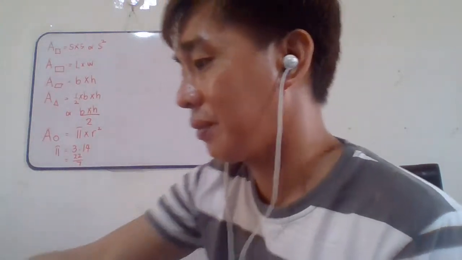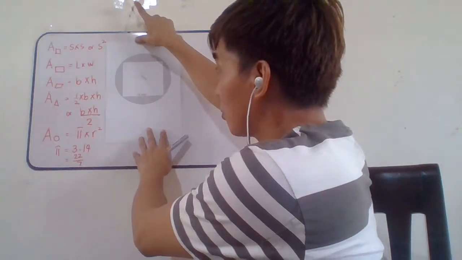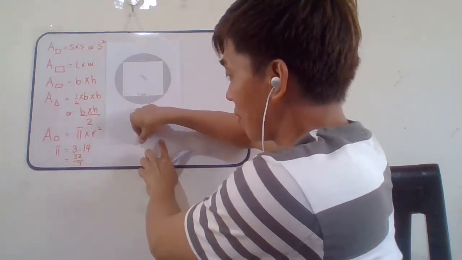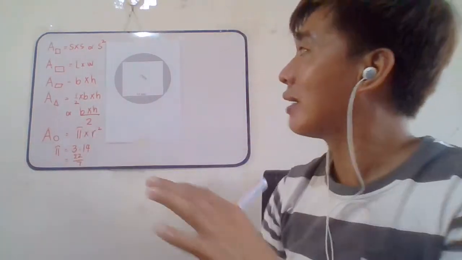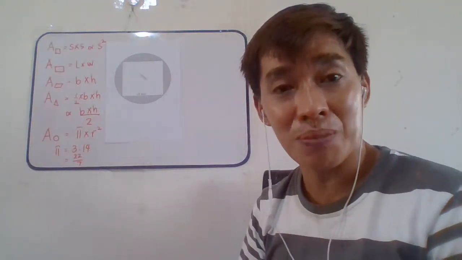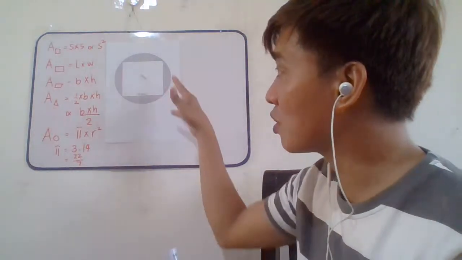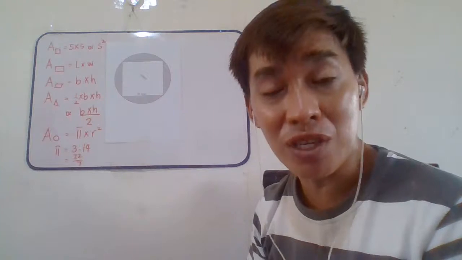Hopefully, because I know my students are confused this time on how to get the area of this composite figure. Even a simple figure is not easy, and this is a composite figure. Now, this time, you are asked here to get the area of the shaded region.